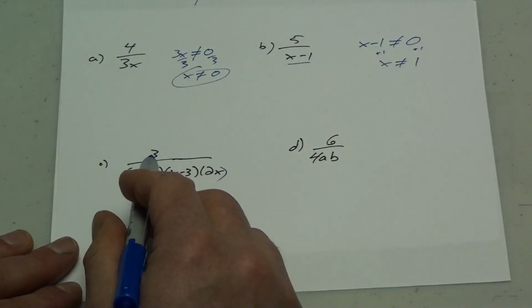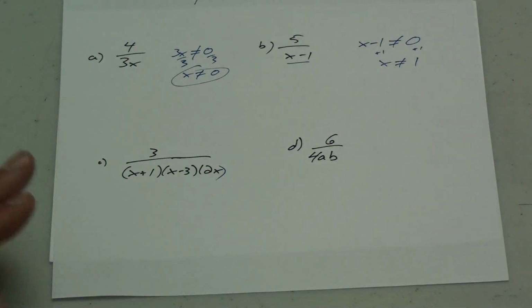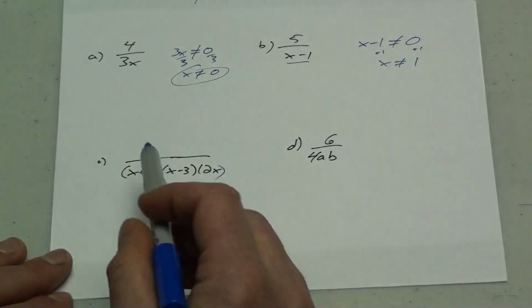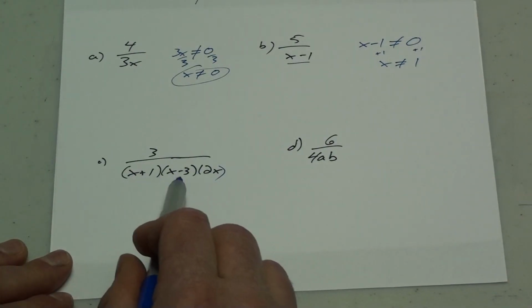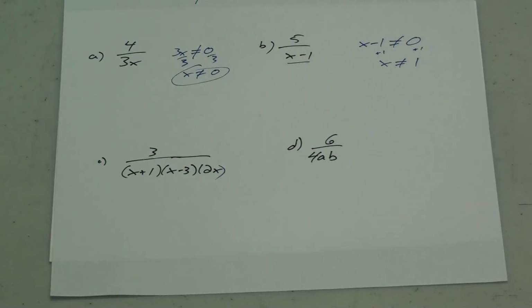Take another fraction. Here I have 3 over (x plus 1)(x minus 3)(2x). So I need to say what restrictions are going to make my denominator go to 0. If it's 0 at any point here, then the whole thing is 0, because these are all brackets multiplying together. You multiply anything by 0, the whole thing is 0.